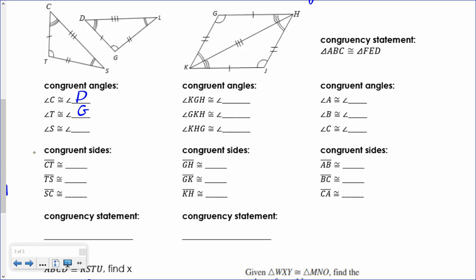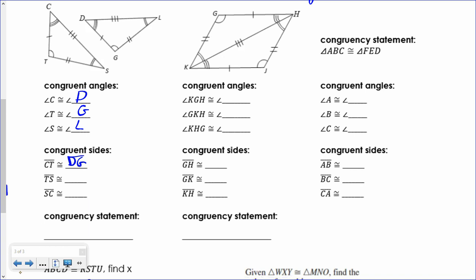All right, angle S is right here. In the other triangle, what would be congruent to angle S? Angle L. All right, so in order to figure out which ones are congruent, you just look to see which ones have the same number of markings. Which side would be congruent to CT? G? Okay. D, G.